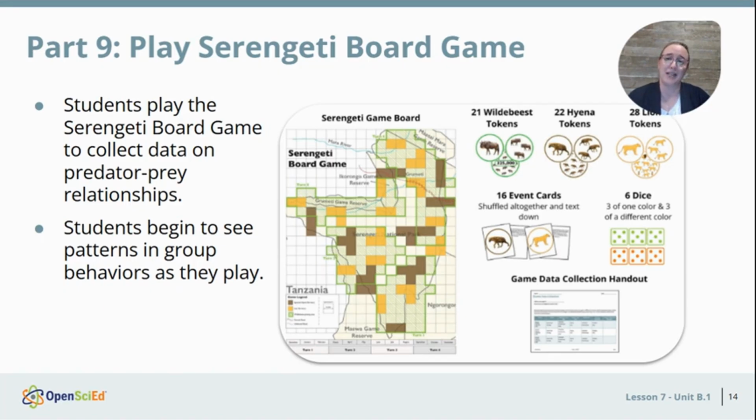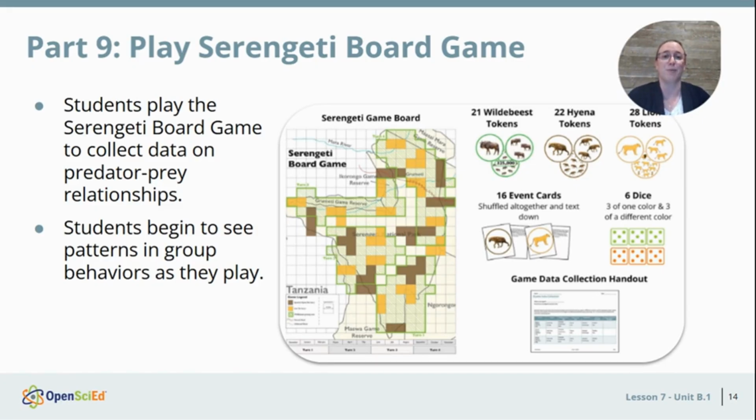In Part 9, students play the Serengeti board game and collect data over predator-prey relationships using a handout. I'll explain more in the tips and tricks section, but I have students collect data for round 1 by watching me play all 3 agent roles on a game board at a center table. Students then move to their own tables to set up their boards and play rounds 2 through 4.